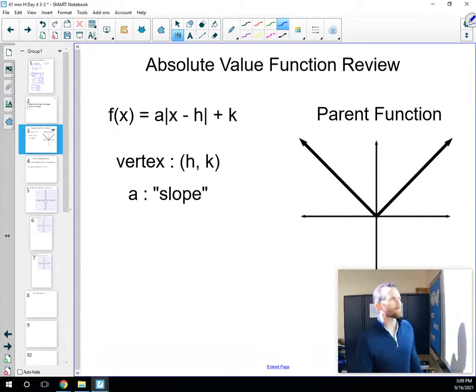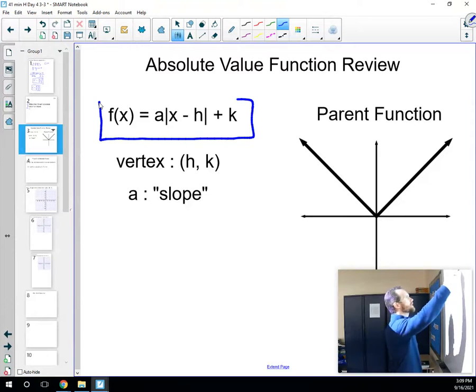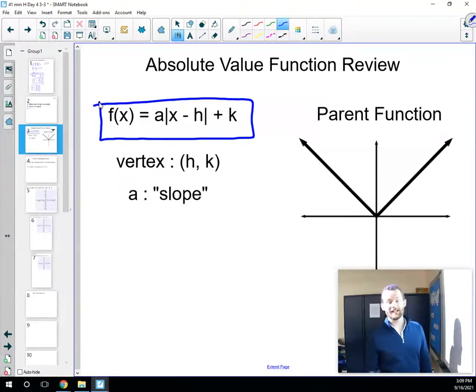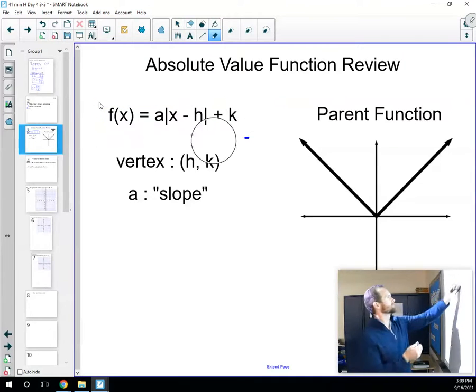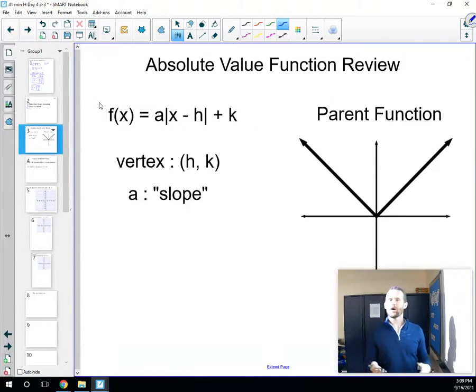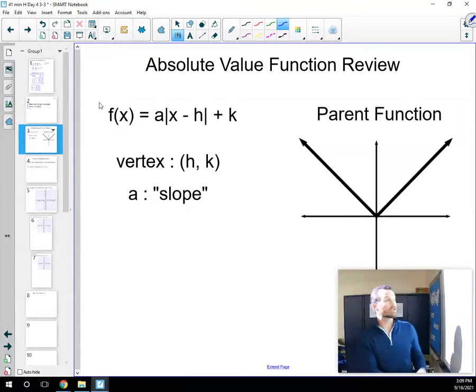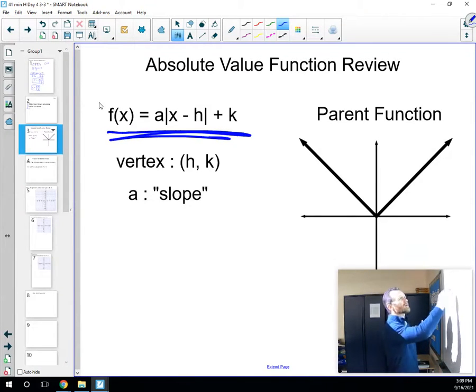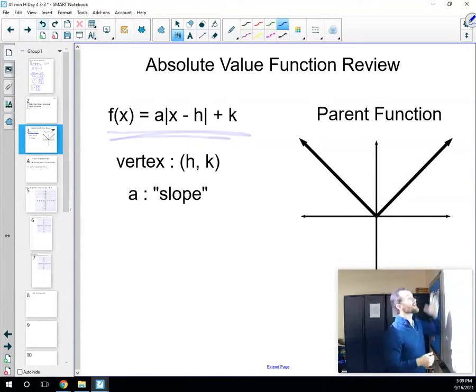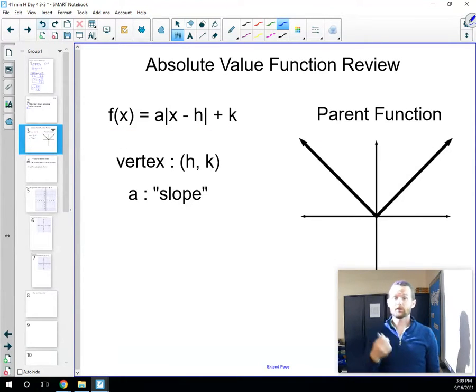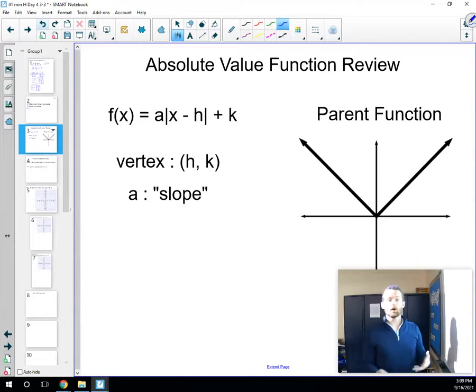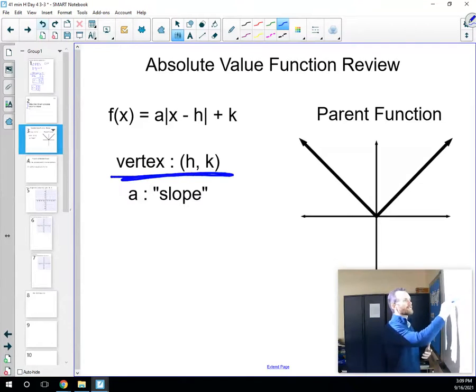Absolute value function review. This right here, f of x equals a times the absolute value of x minus h plus k, is almost like slope-intercept form, y equals mx plus b. Y equals mx plus b tells us how to graph a linear function. This form, which I'm going to call vertex form, tells us how to graph an absolute value function.